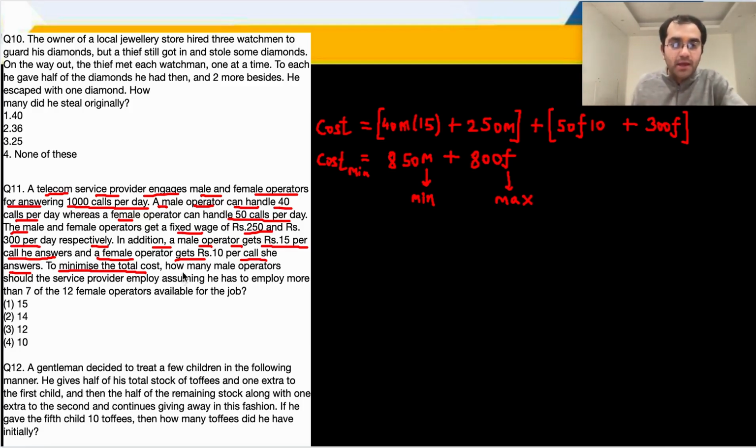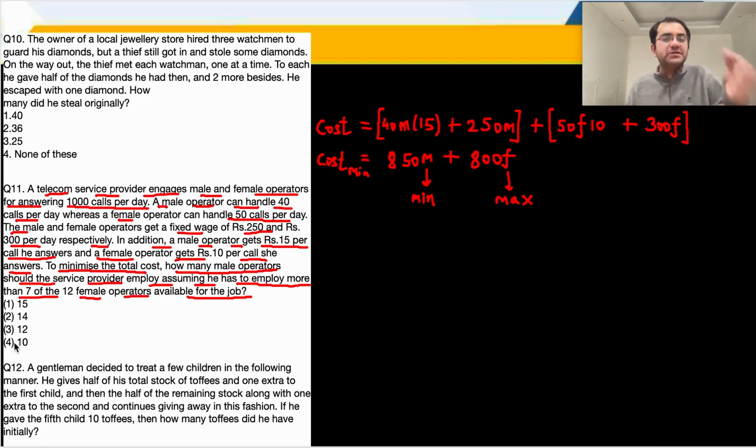How many male operators should the service provider employ, assuming that he has to employ more than 7 of the 12 female operators available for the job? Now, among the options, obviously you will choose the smallest value because males you have to minimize. So we will now try the fourth option, 10 males.